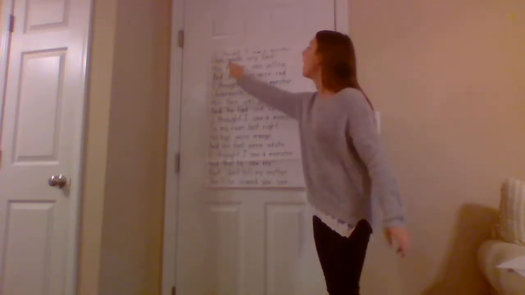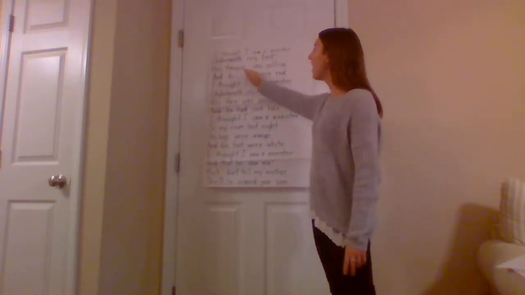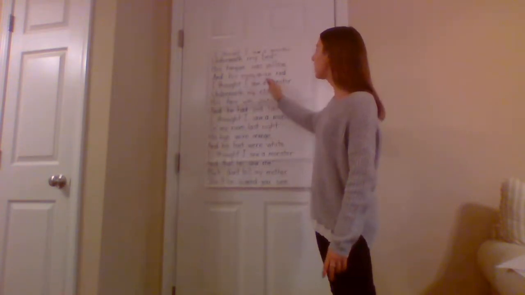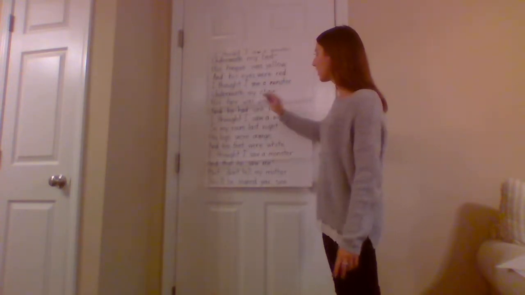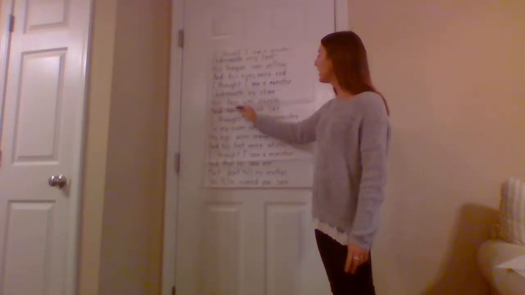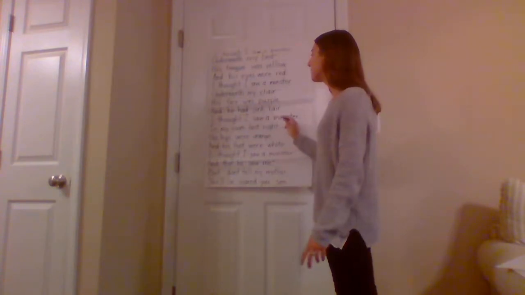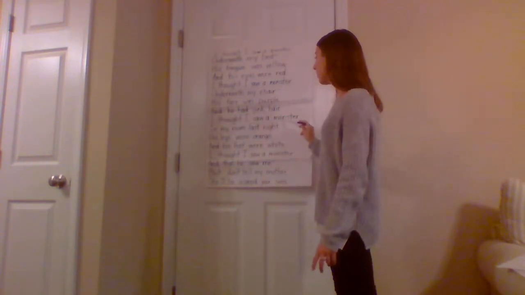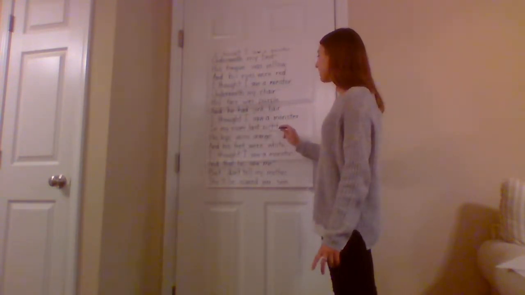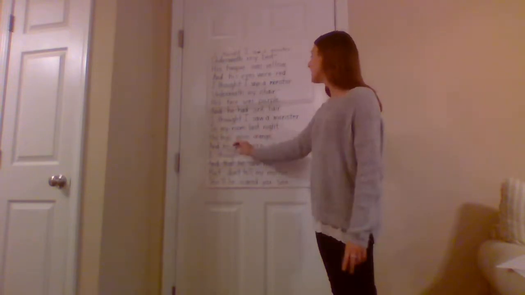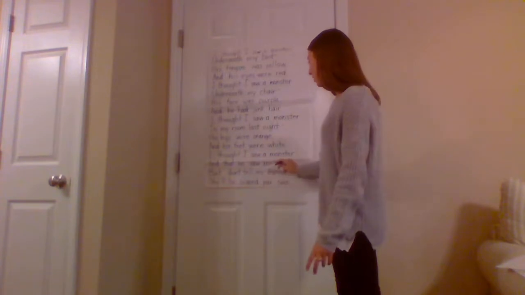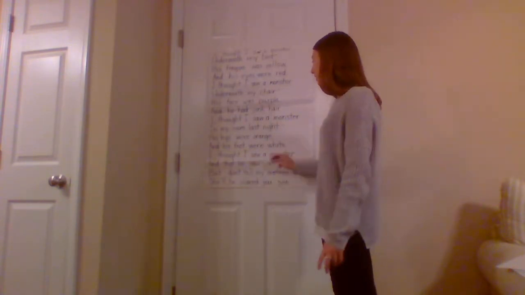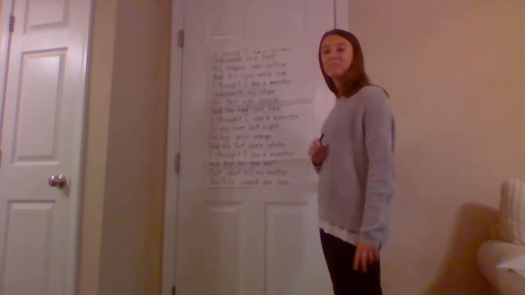I thought I saw a monster underneath my bed. His tongue was yellow, and his eyes were red. I thought I saw a monster underneath my chair. His face was purple, and he had pink hair. I thought I saw a monster in my room last night. His legs were orange, and his feet were white. I thought I saw a monster, and that he saw me. But don't tell my mother, she'll be scared, you see.